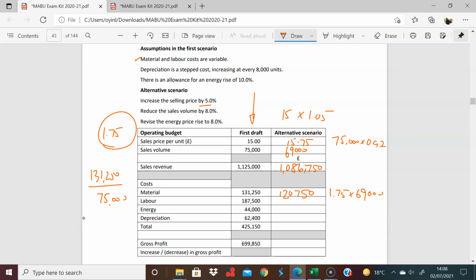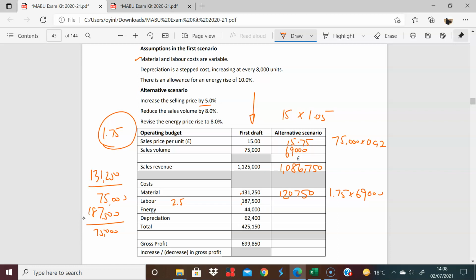It says that material and labor are variable, so let's look at labor in exactly the same way. I will do exactly the same thing: 187,500 divided by 75,000 units. It's almost like one of these fixed budgets that we're messing around with. 187,500 divided by 75,000 is £2.50. So £2.50 is the nominal cost per unit. How do I know all this? This is variable, so both of these change with volume. Now that the volume has changed, the amounts have to change as well.